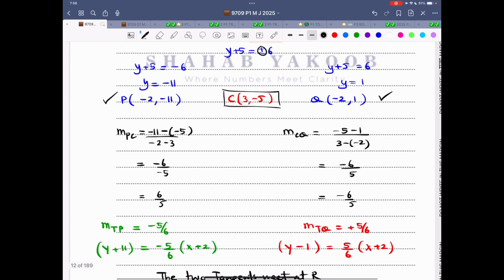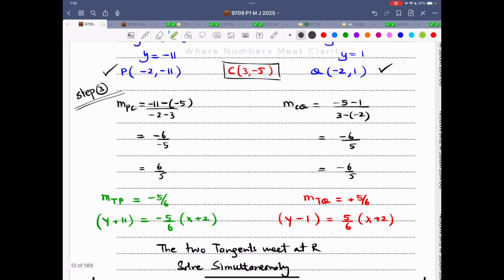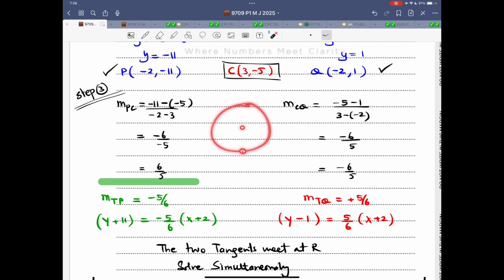Let me just remove this. So now we find the gradient. So this is step number 3. Find the gradient of PC. Find the gradient of CQ. I've used some color, I think green over here. So the gradient of PC was evaluated. And then what we do is we find the gradient of the negative reciprocal, because the diagram is on the next page. If there is the radius, that's the center, that is P. If we find the gradient of this line, then the gradient of the tangent should be the negative reciprocal.